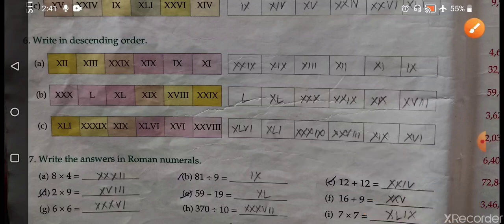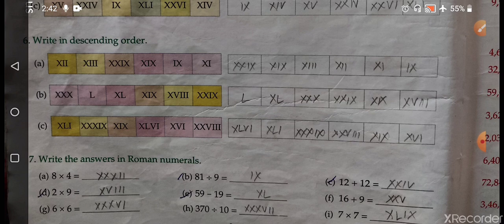With this, chapter number 2 of our book is over. That is Roman numbers, and I hope it is clear to you all. Now for homework, you have to do all the questions in your book only. These exercises can be done in the book, no need of doing it in the copy.